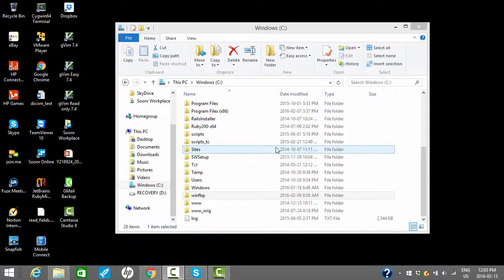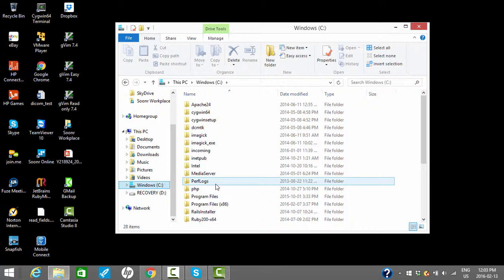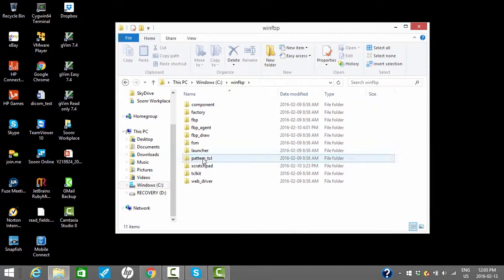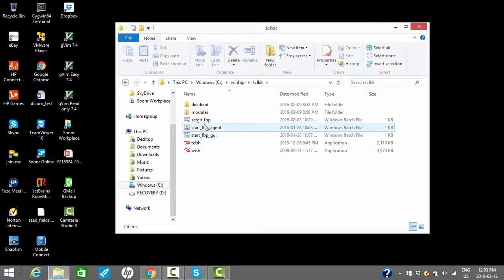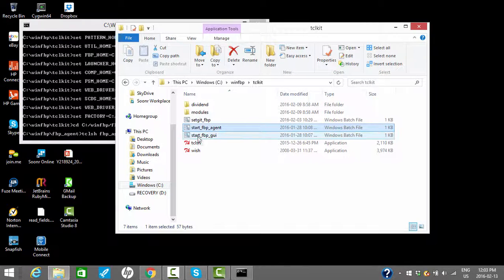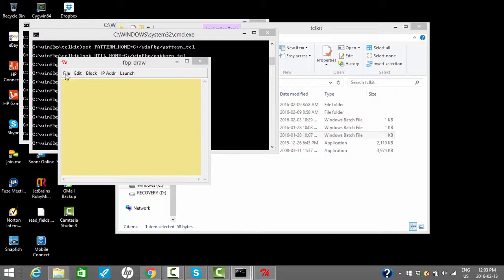In this demo, we shall run the dividend data extraction graph in the stress test mode. So let's launch the graph first. Windows, winfbp, TCL kit. Start the agent first, then start the front end.